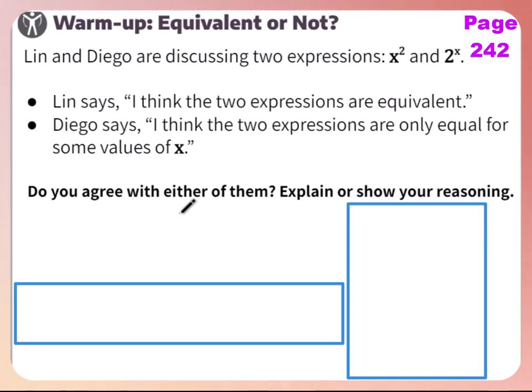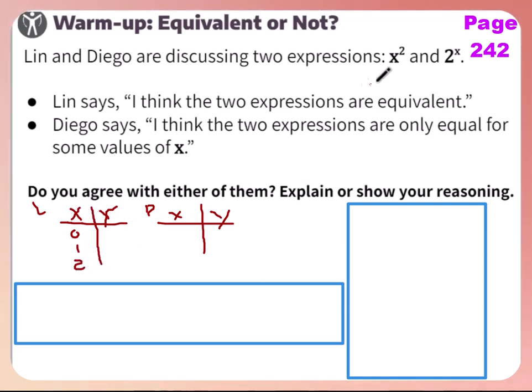Okay, the best thing I would suggest to do, if you don't know what to do at all, is to make a table. Or if you don't know where to start, make a table of x and y values. Okay, so we've got Lynn and Diego. Okay, so we're going to start with 0, 1, 2, and so forth.